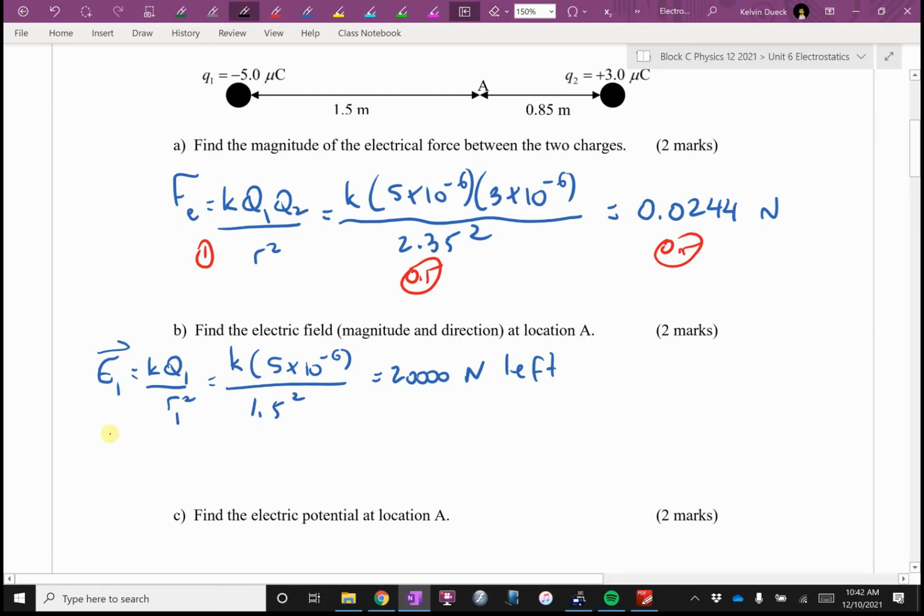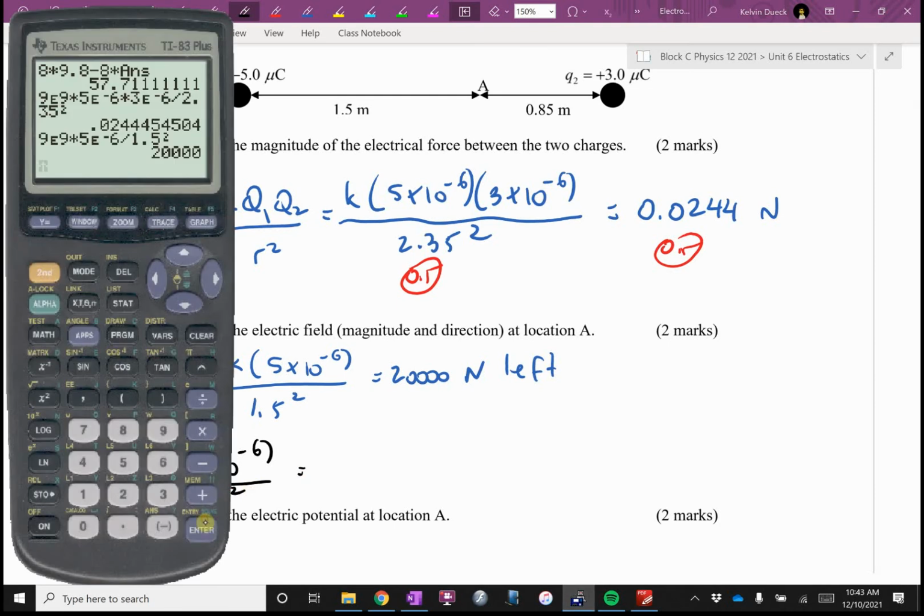Then I repeat for charge 2, magnitude and direction. It's going to be K, charge 2, all over 0.85 squared. I can just do a little backspacing and editing.